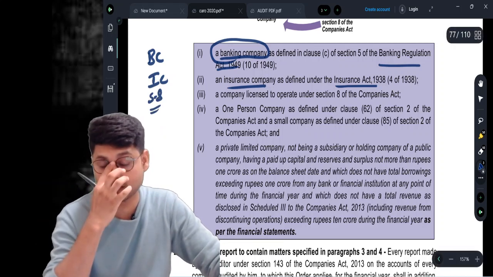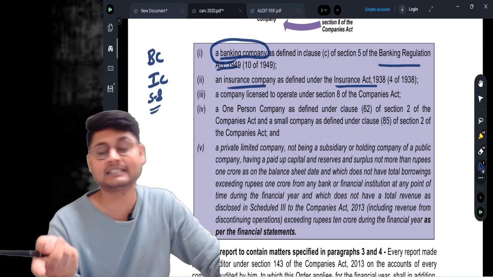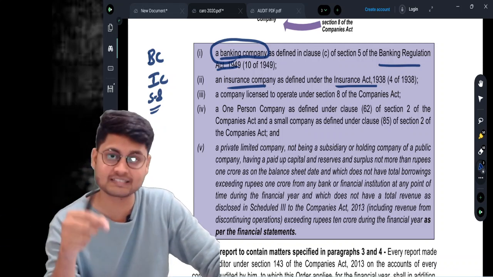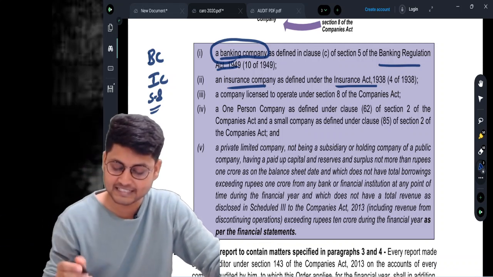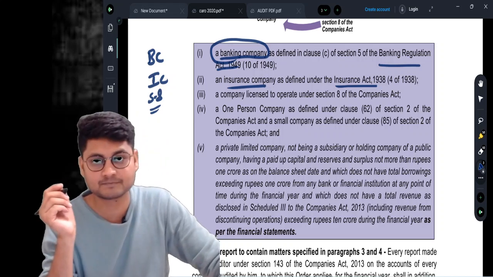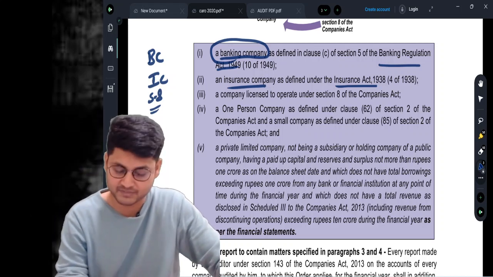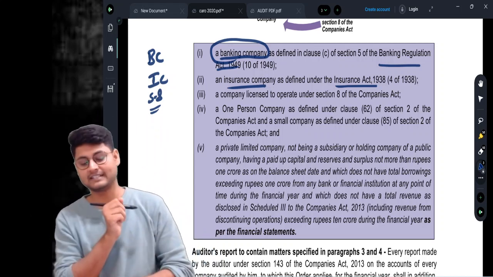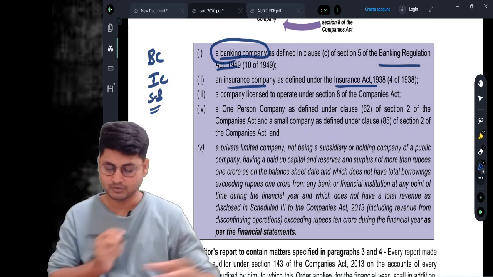This lecture is particularly applicable for CA Final and even CA Inter also. For CA Inter also the same lecture will be applicable. Section 8 company we know, a not for profit organization, so it is a company with charitable objects. For them also CARO 2020 is not applicable. So these are the 3 points.